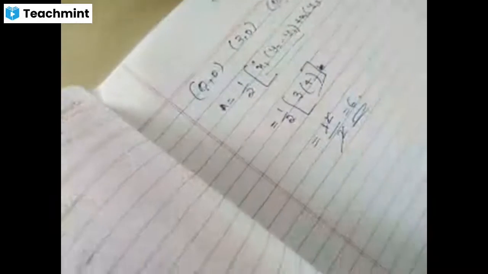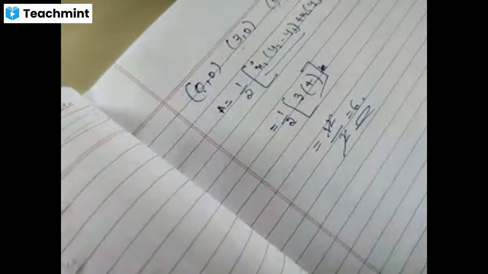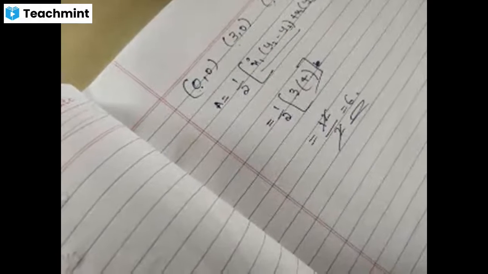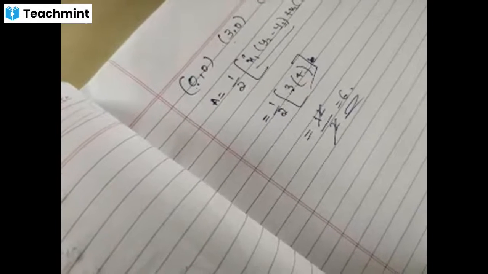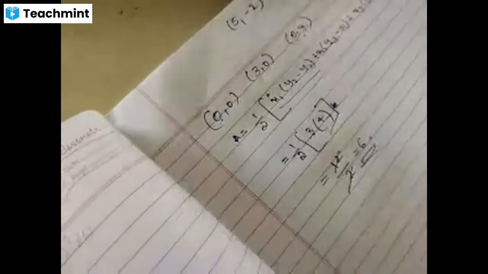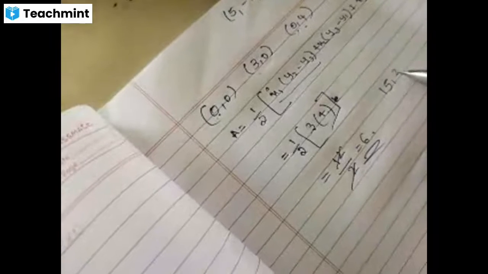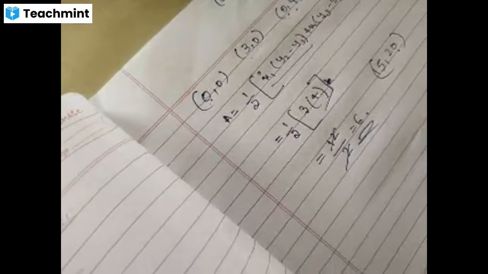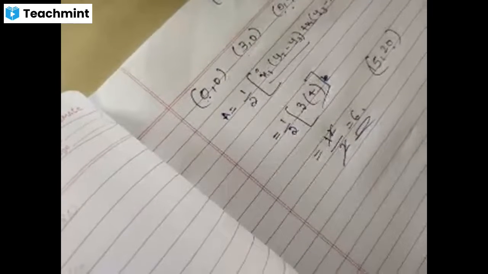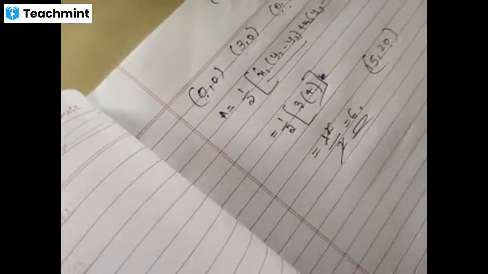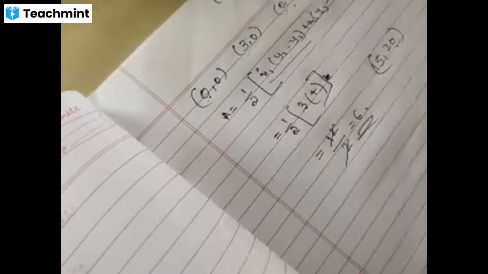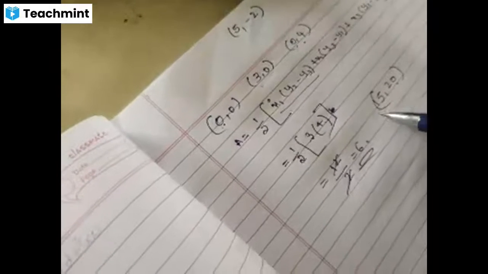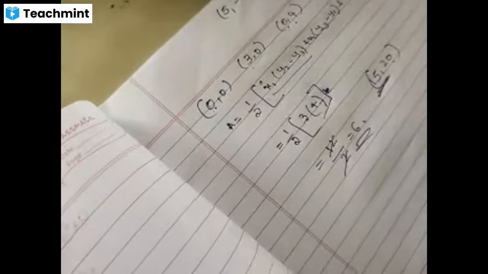Next also direct question. Give me the answer. In a distribution, more than type and less than type ogives are intersecting at a point (15, 20). Then the value of median is? 15. So the x-axis point will be the median.